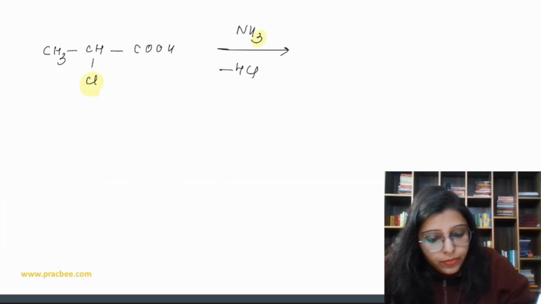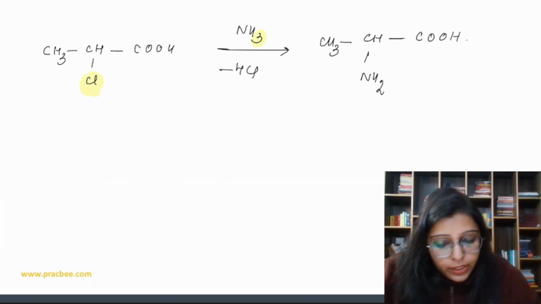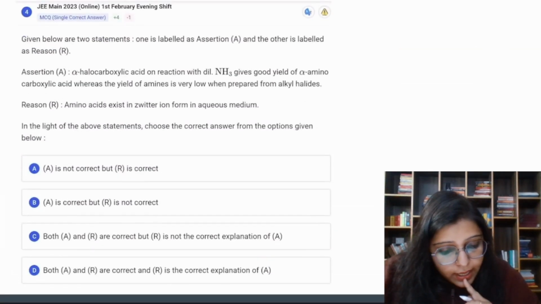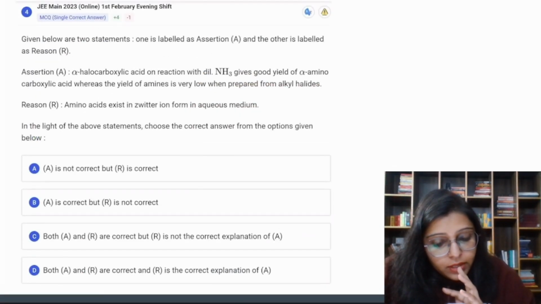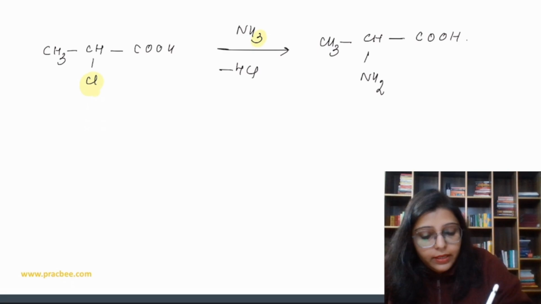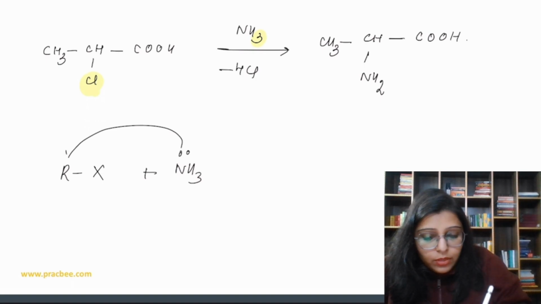Okay. So we get CH3, CH, NH2, and then we have COOH. So alpha halocarboxylic acid on reaction with ammonia gives good yield of alpha amino carboxylic acid. So in alpha position we have an amino group, whereas the yield of amine is very low when prepared from alkyl halides. So R-X on reaction with ammonia, we have to do a substitution reaction.